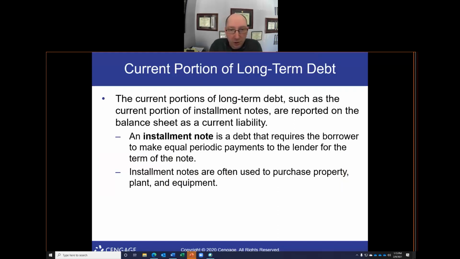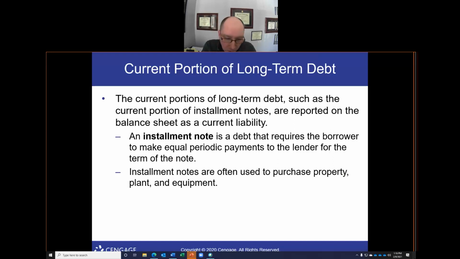There's also this thing called an installment note. An installment note is a debt that requires a borrower to make equal periodic payments over the term of the note. An example of an installment note is your mortgage. It's your car loan payment. The word installment means the same periodic payments over the life of the loan.